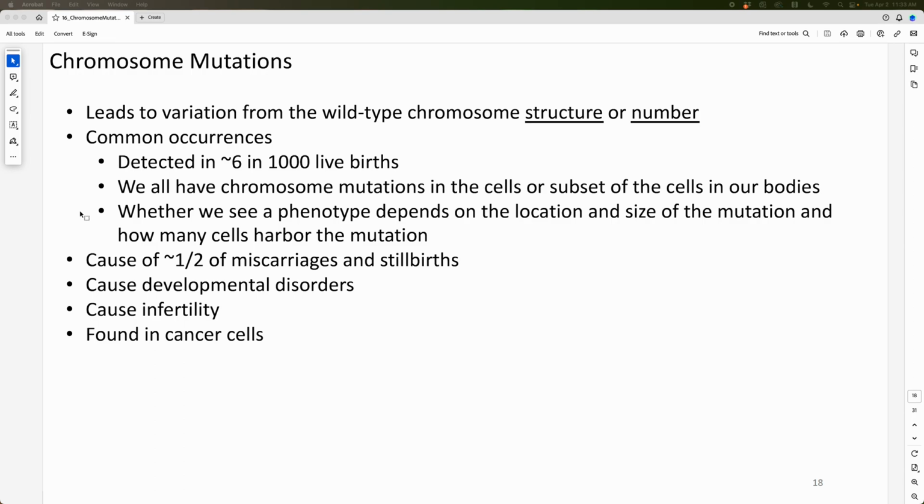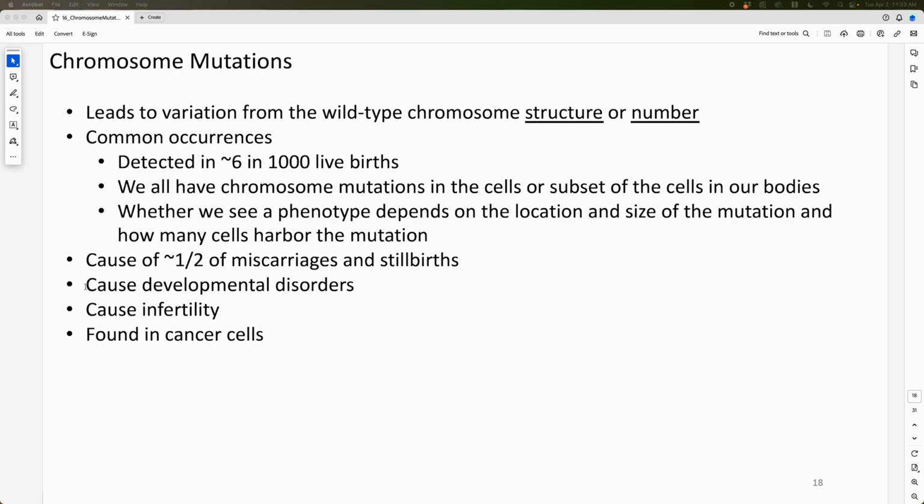Chromosomal mutations can be fairly severe, and a lot of times the organism in which a chromosome mutation occurs won't make it to the point where they're born. So you'll have miscarriages caused by chromosomal mutations. You may have an individual that makes it to term or a little bit preterm, and those individuals are not viable at the point of birth.